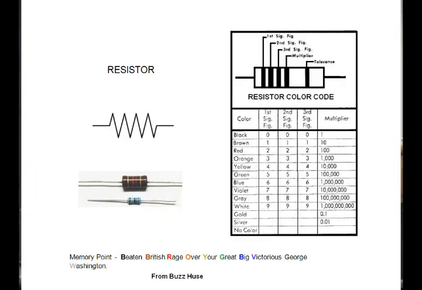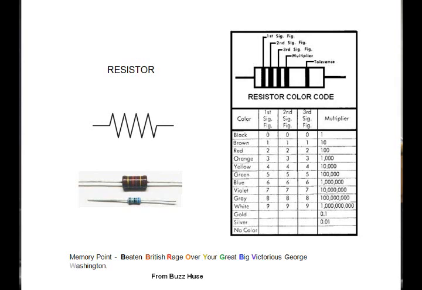And then we come up with ohm being the unit of resistance, and we talked about resistance earlier. So here's a symbol for a resistor. There's a picture of a resistor. And there's a resistor color code. You'll see the color code has black, brown, red, orange, yellow, green, blue, violet, gray, white, gold, silver, and then no color.